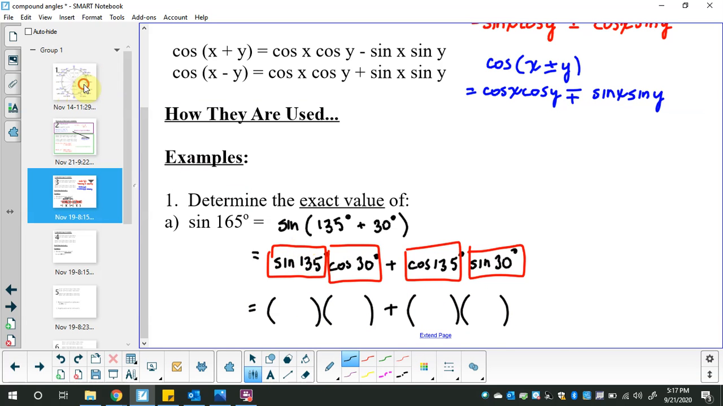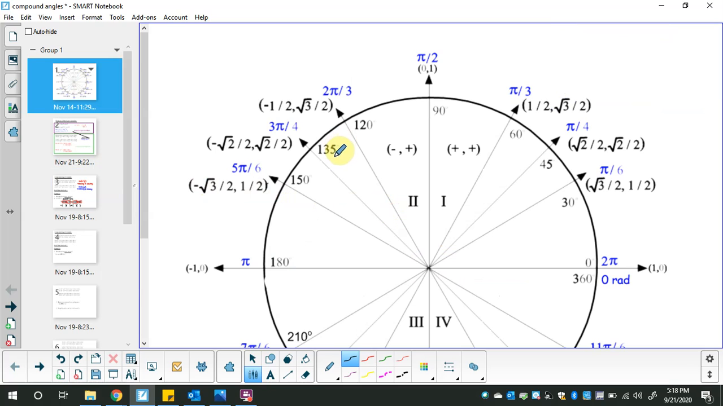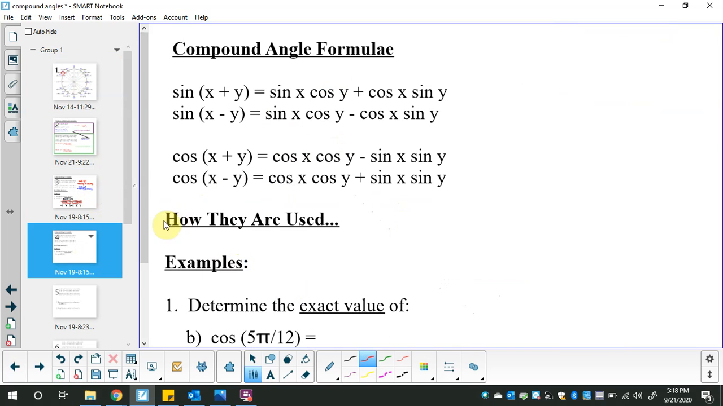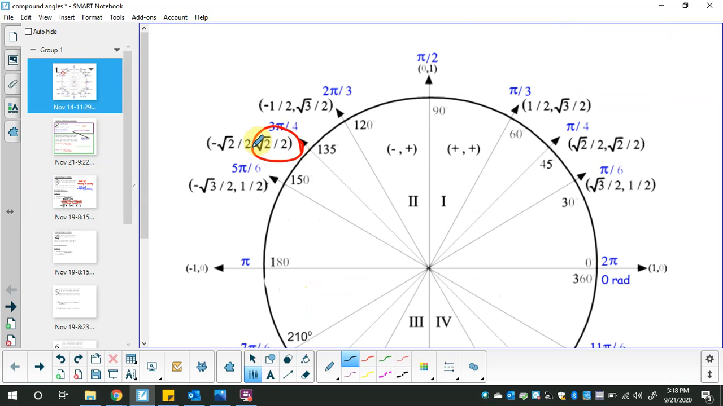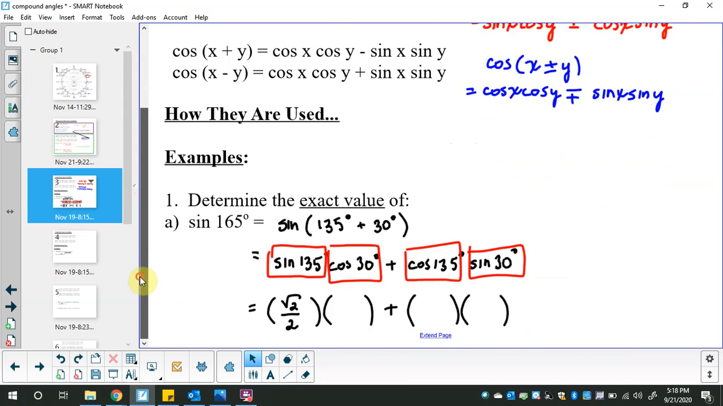So remember, sine is the second one. Here's 135 degrees. So I am going to use root 2 over 2 to replace this entire box of information. Then I move on to cos 30 degrees. So 30 degrees is here. Cos is the first one, so that's root 3 over 2. So I can replace that entire box of information with root 3 over 2.